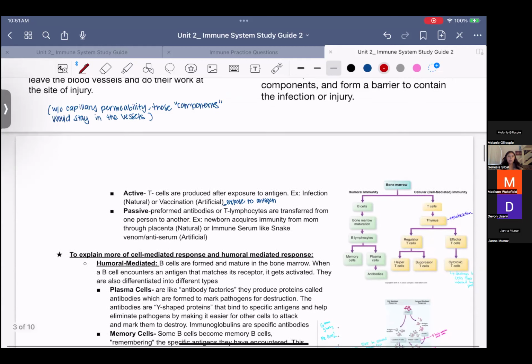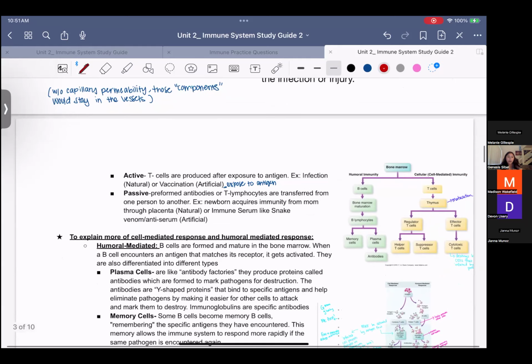artificial. And then with passive, you have formed antibodies or T cells, which are transferred to one person from another. So this is what makes sense. So I would just think like passive is literally you passing something. So one person, one animal, whatever it is, passing one thing to another.